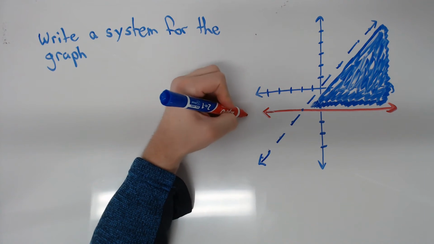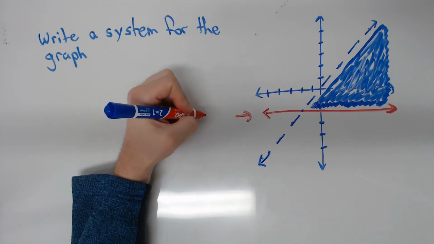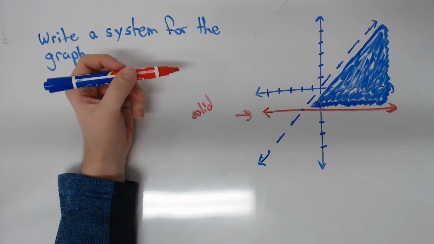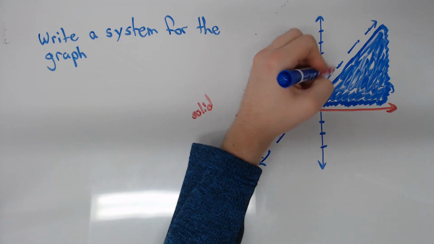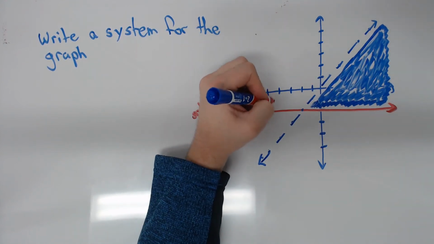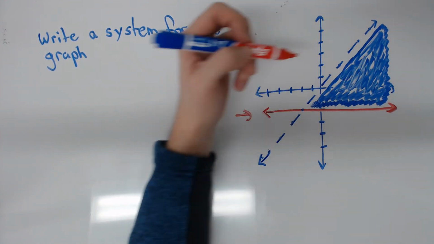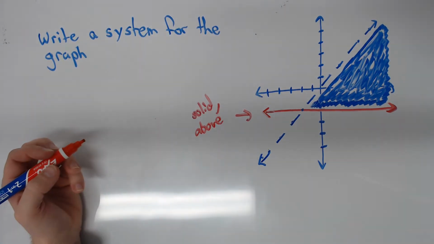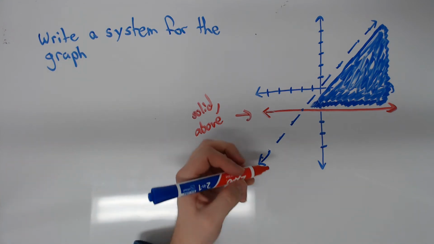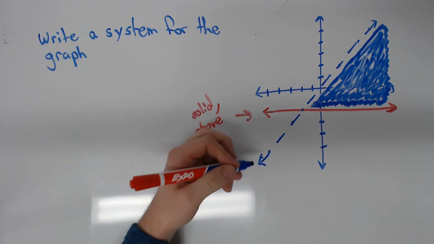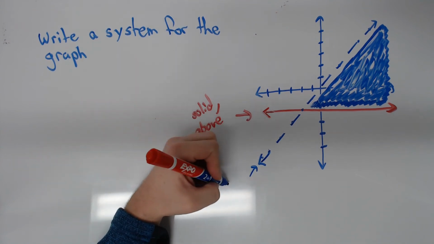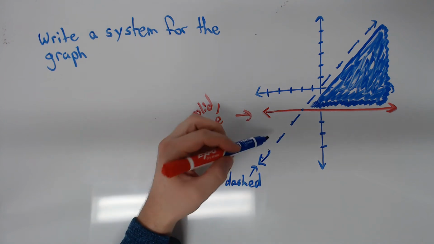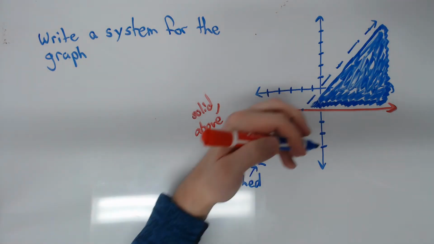All right, so let's start with this red line. It is solid, which means it should have the or equal to symbol. And then which way is it shaded? Well, the part that's the crossover is above the line, so we have to assume that we're shading above the line. All right, and then we look at the blue dashed one, ask ourselves the same thing. This one is dashed, so it should not be or equal to. And where the shading happens is below this line.